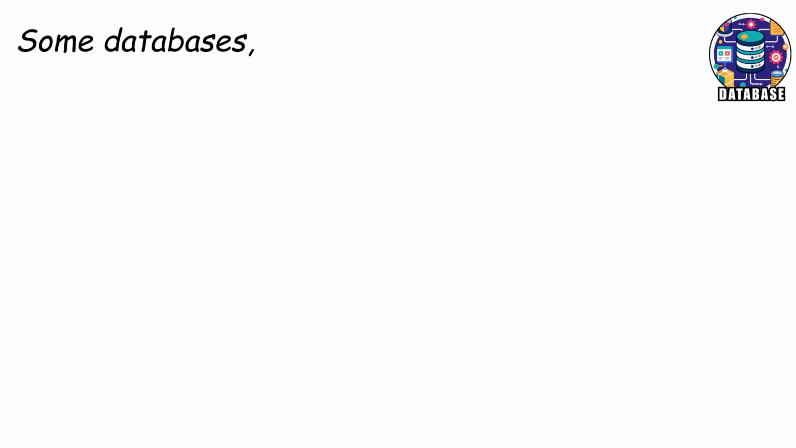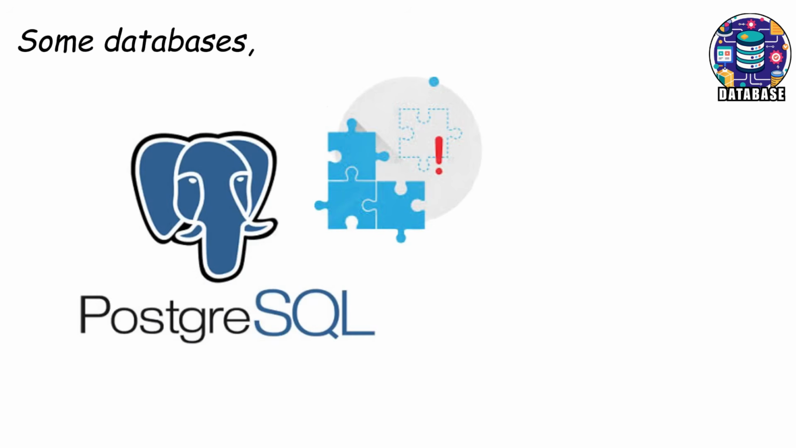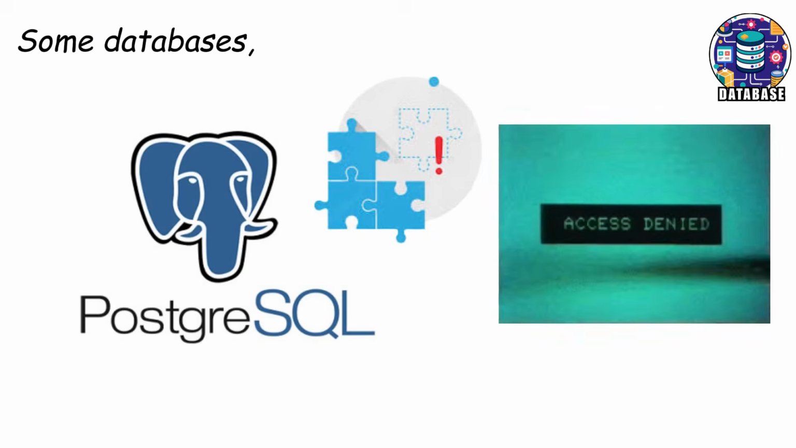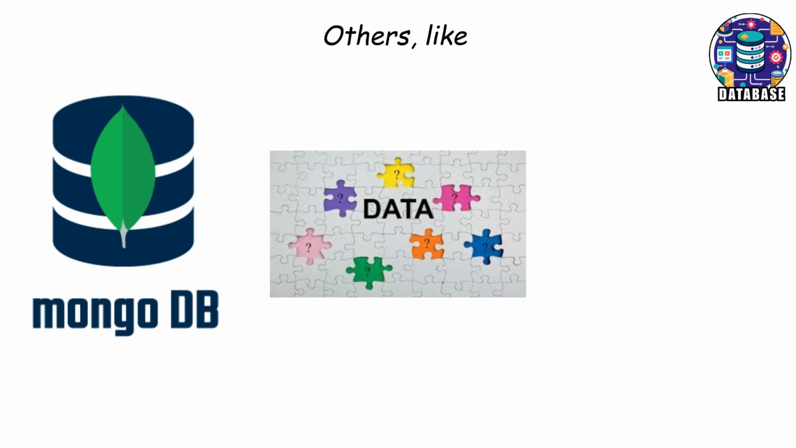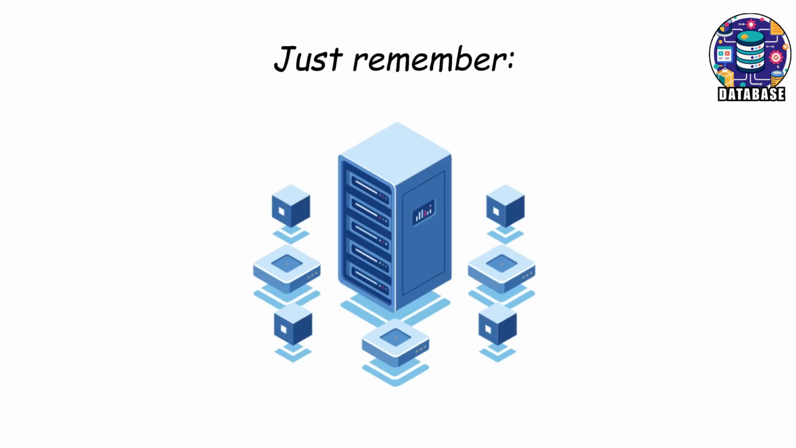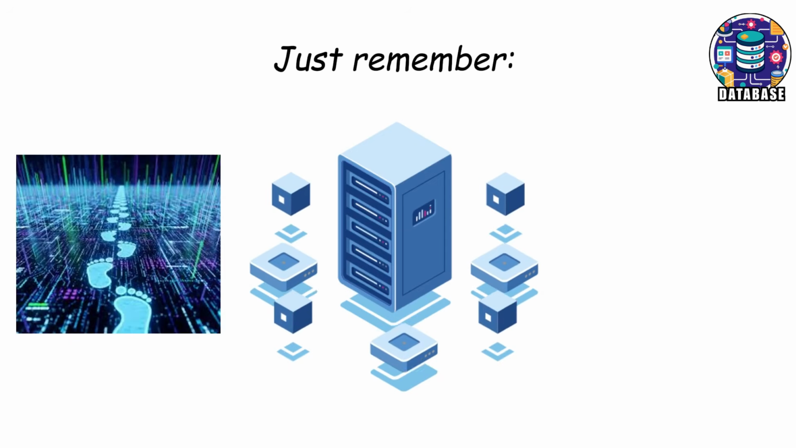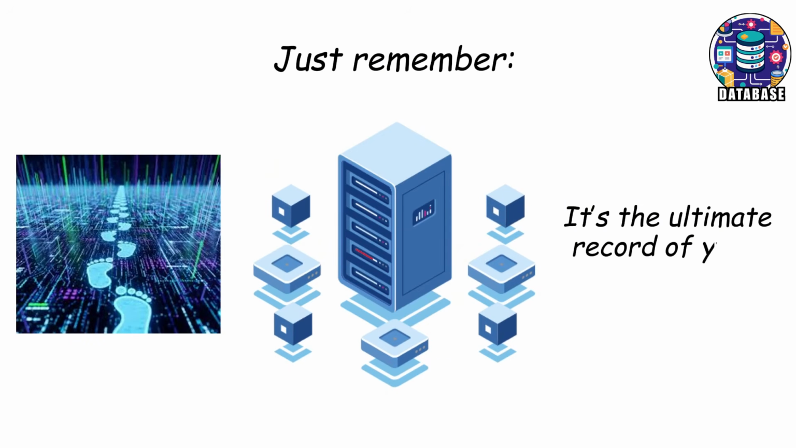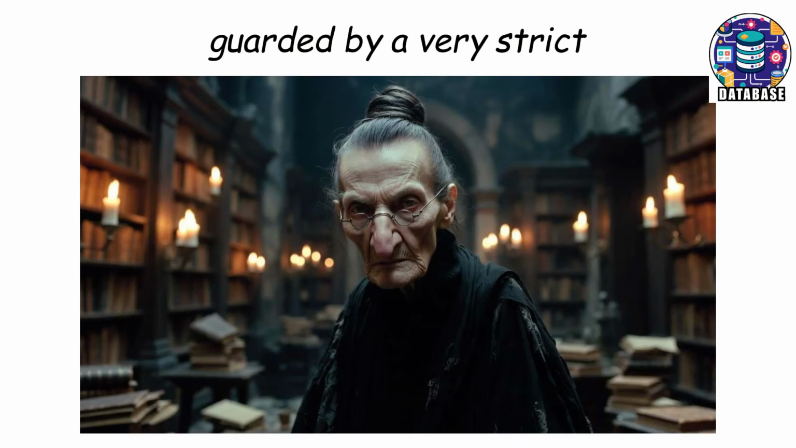Some databases, like PostgreSQL, are incredibly rigid. If the data isn't perfect, they reject it. Others, like MongoDB, are more vibes-based. They'll take whatever data you give them, even if it's a mess. Just remember, once your data enters the database, it's basically written in digital stone. It's the ultimate record of your digital existence, guarded by a very strict, very fast librarian who never takes a coffee break.